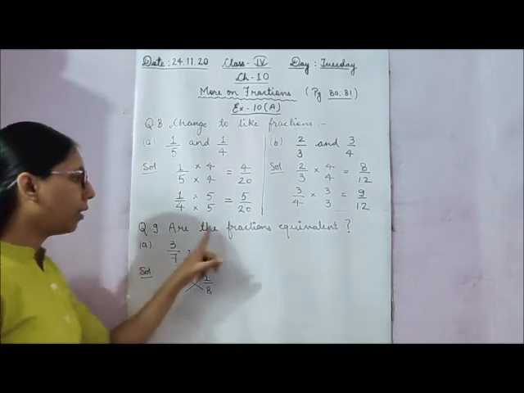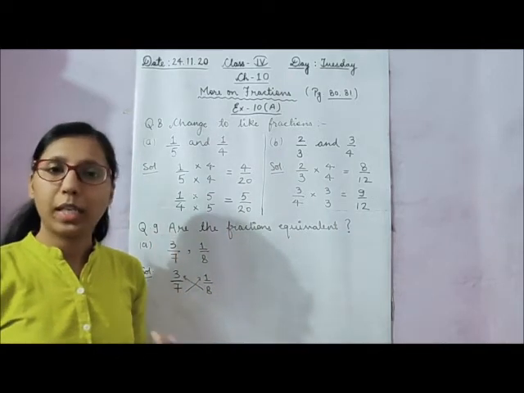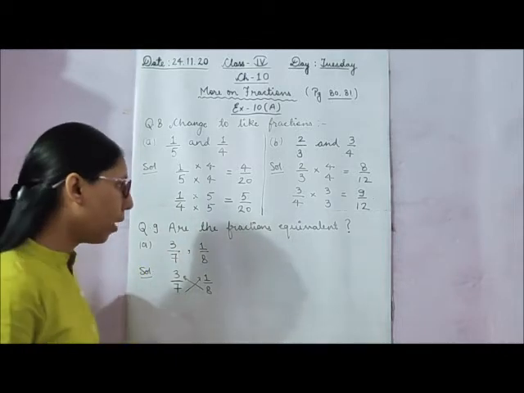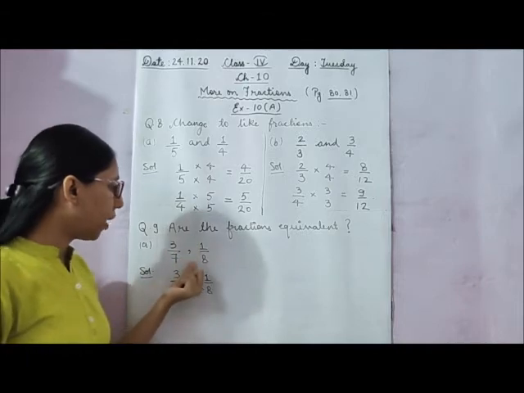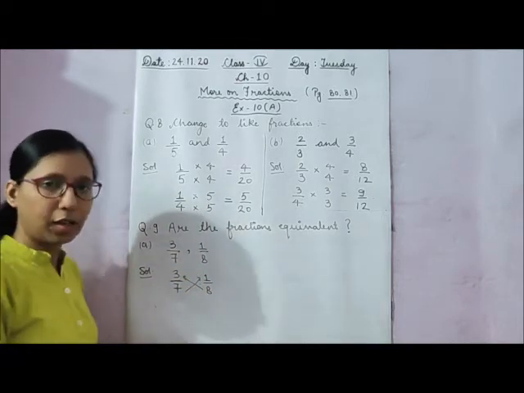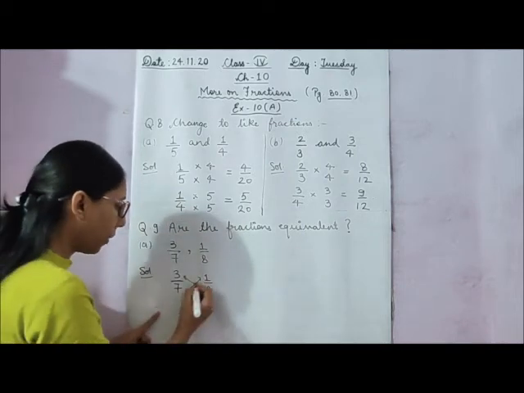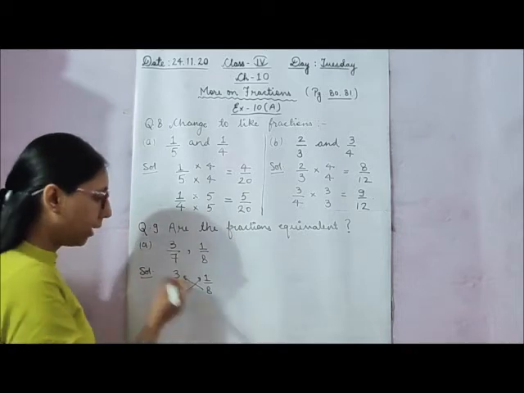Question number 9. Are the fractions equivalent? Now we have to check कि जो हमें fractions दिए हुए हैं वो equivalent है या नहीं है. वो हम कैसे check करेंगे? For example, this A part 3 upon 7 and 1 upon 8 we have to check these are equivalent or not. We have to cross multiply. Cross multiply आप कैसे करेंगे? You have to make arrows like this. This 7 to 1 and this 3 to 8 or 8 to 3.